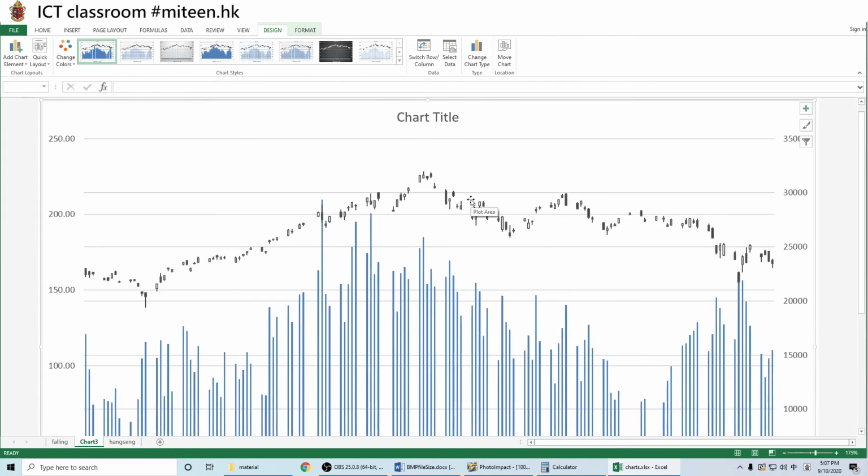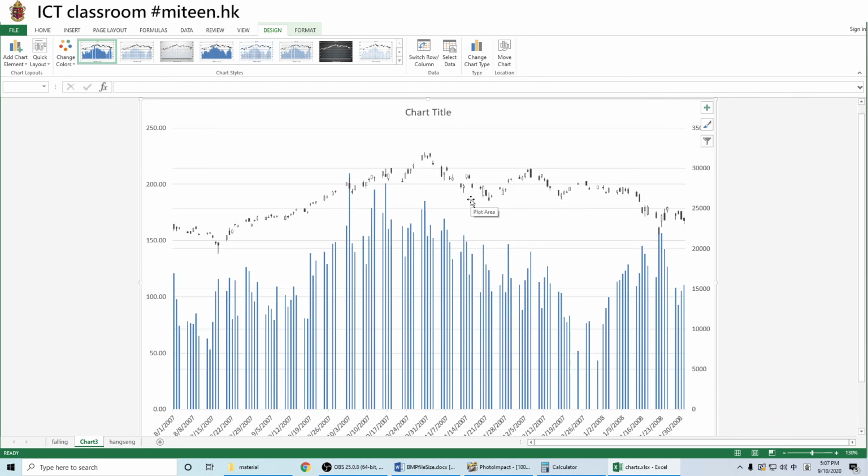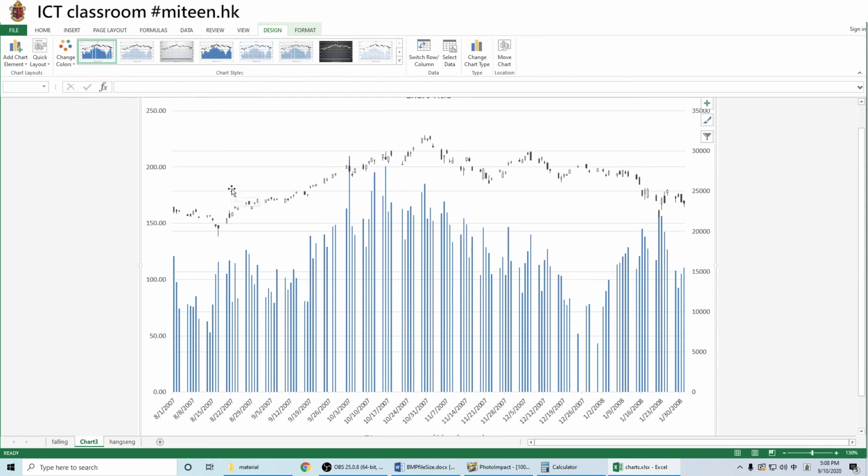Yep. Oh, and I see that there are two y-axes. Can you show us the meaning of these two y-axes? Well, the y-axis on the left means the volume, the 交易量, that happened during the day, while the one on the right stands for the points of the stocks, which includes opening, closing, high, and low.